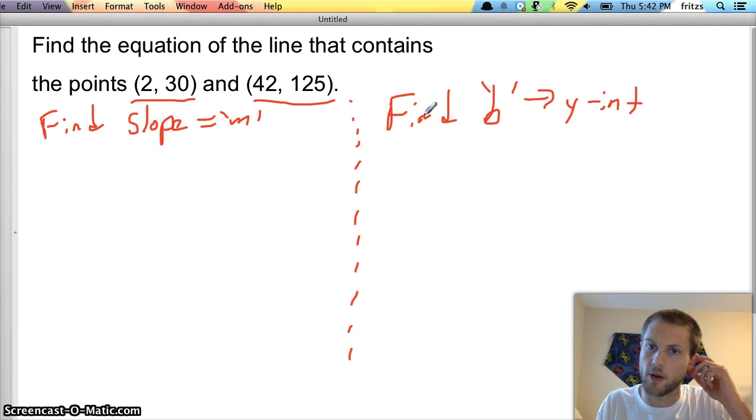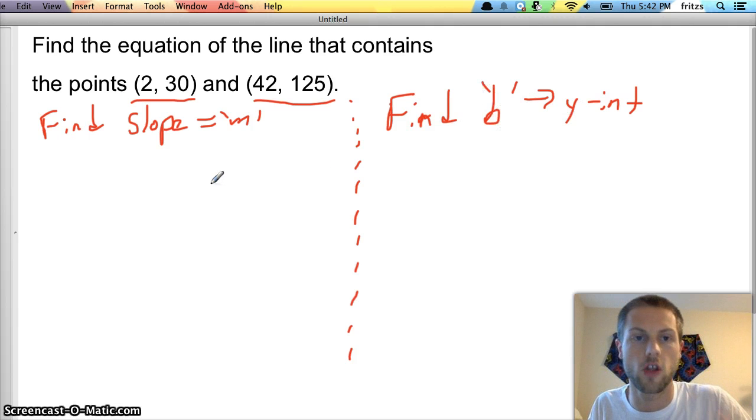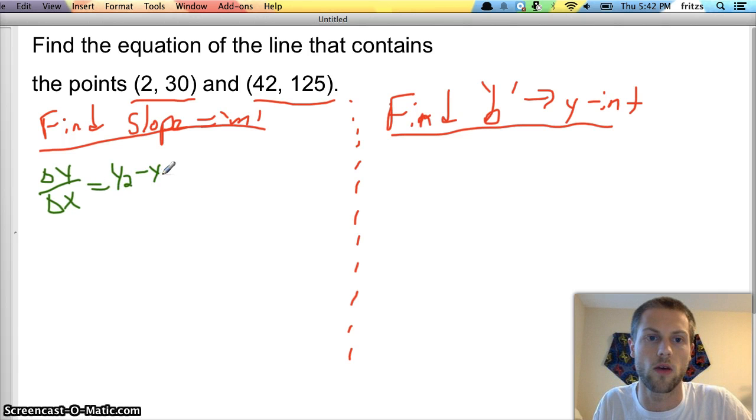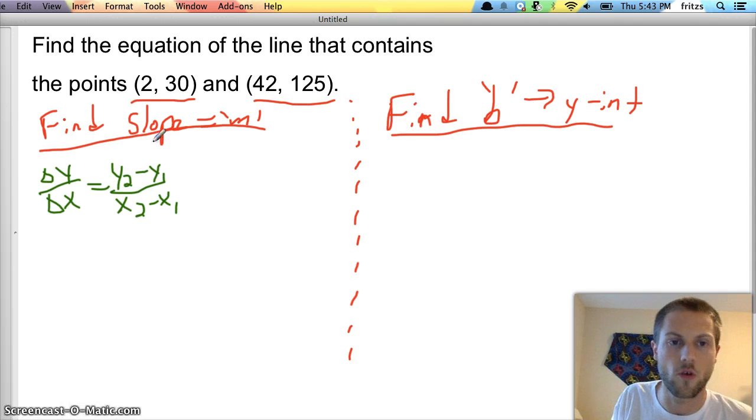And this is where a lot of people are having some issue, finding the b value. So slope we should be pretty good with. Let's go over it though together. We want to take the change in y over change in x to find our slope. So change in y over change in x equals y2 minus y1 over x2 minus x1. So if we use this formula, let's make this our second point and this our first point.